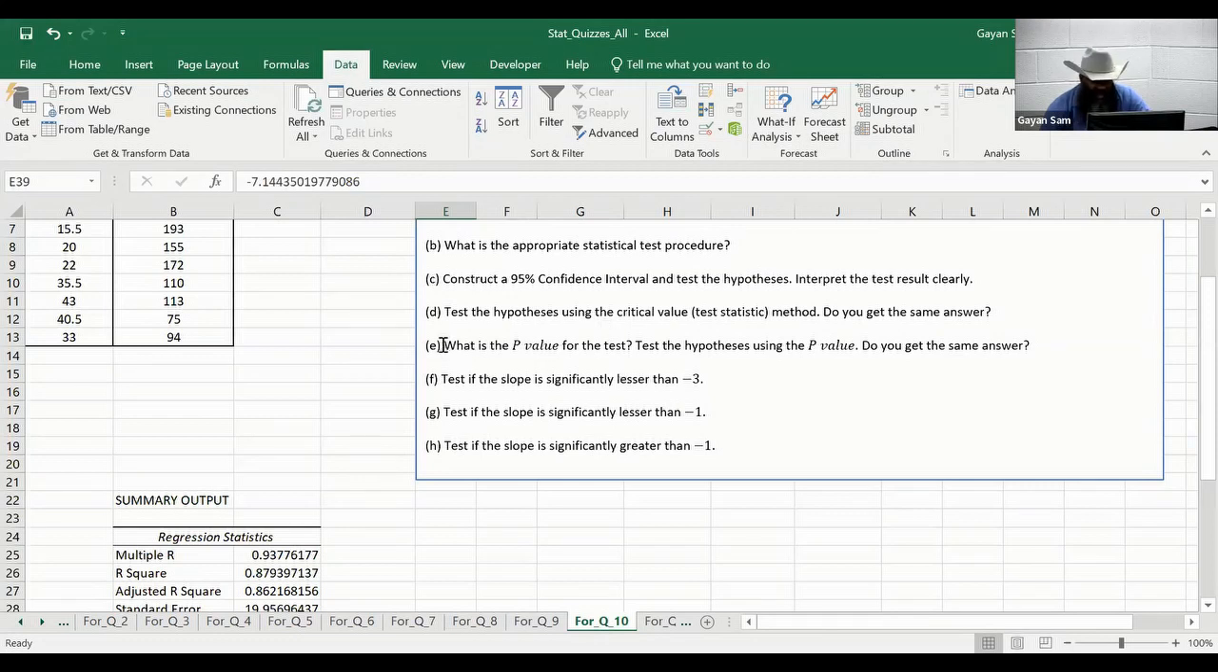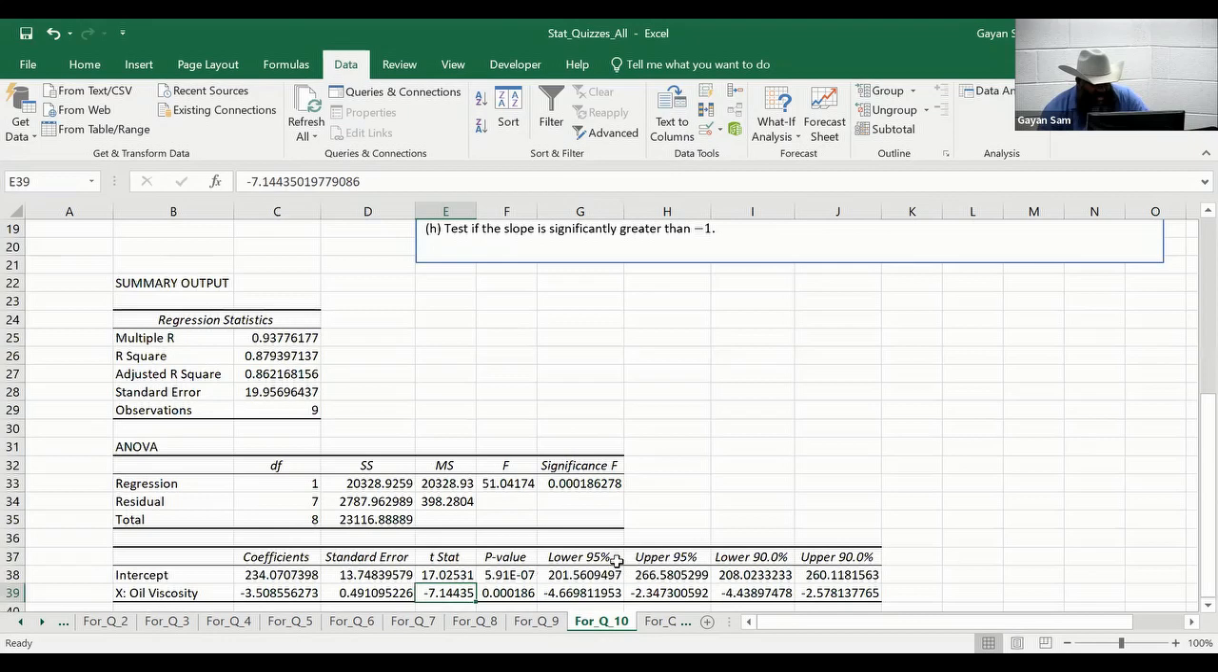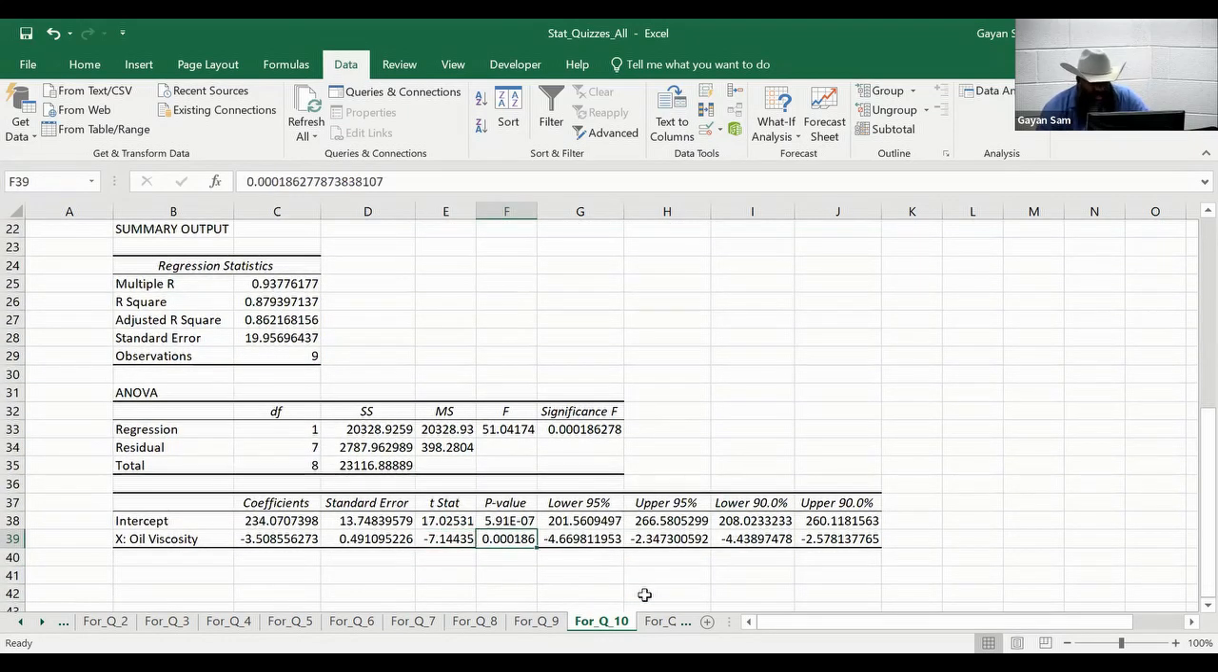And then part E, what's the p-value for the test? Test the hypothesis using the p-value. Do you get the same answer? Well, unfortunately, we cannot use this p-value unless we are testing a two-sided alternative. So this p-value is for two-sided test. Therefore, we cannot go ahead and use that p-value. But on the other hand, we can use the given test statistic to calculate the p-value.